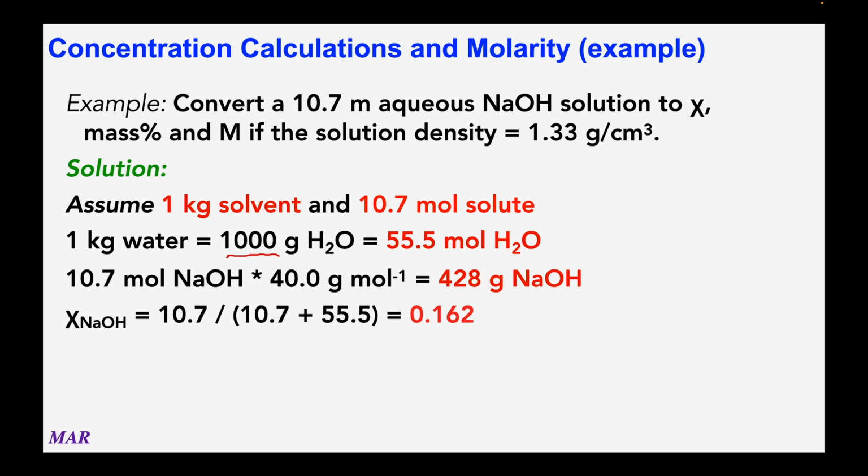So the mole fraction of sodium hydroxide is moles of NaOH divided by moles NaOH plus moles of water. Plugging those values in, that's 10.7 moles NaOH divided by (10.7 plus 55.5, the moles of water), giving a mole fraction of 0.162.